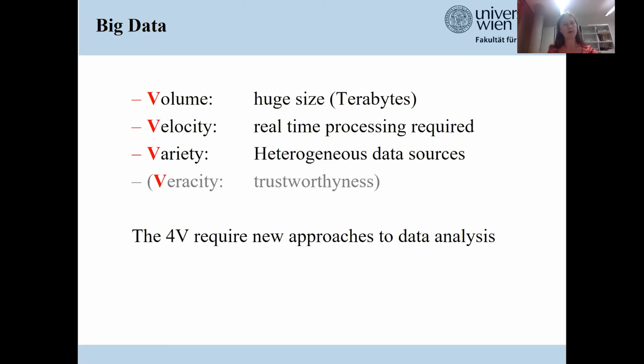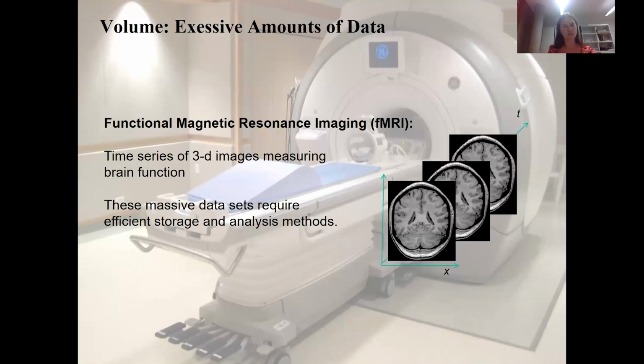Finally, you often have a high variety of your data, which means that you have data of heterogeneous data types and from heterogeneous sources. And finally, the veracity or trustworthiness of the data is often also not really clear in the beginning, and there are different sources of different data quality. And therefore, we nowadays need to develop new approaches to data analysis.